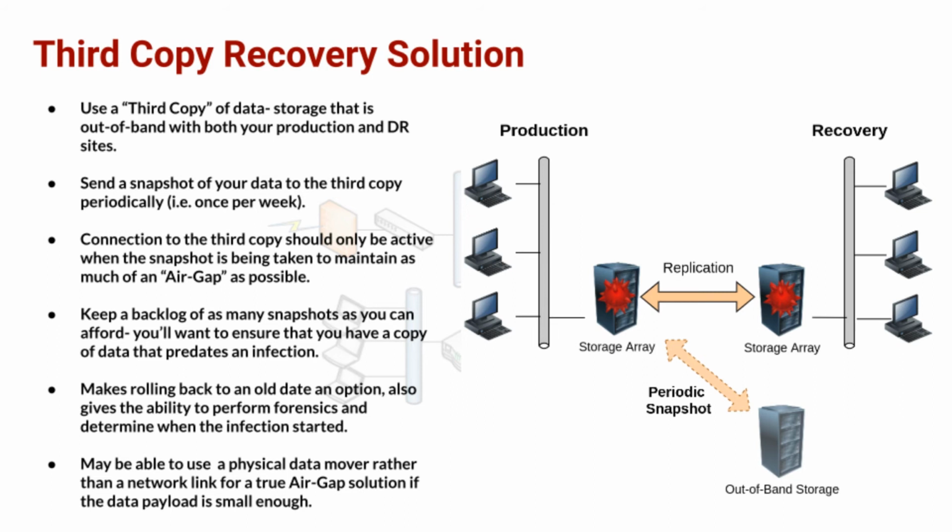You'll want the ability to roll back through several snapshots until you can find that point, which may help you mitigate the attack or may help with investigation by allowing you to do forensics and determine when the infection started and possibly where it came from. And in our next slide, we'll take a look at how you can extend this idea by using a physical data mover rather than a network link to get a true air gap solution, assuming that your data payload is small enough to make this feasible.